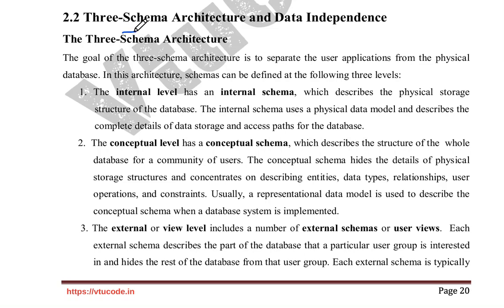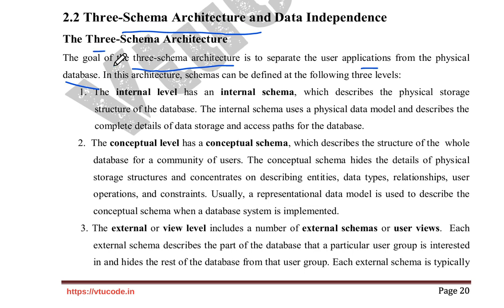Let us discuss the three schema architecture of DBMS. The goal of the three schema architecture is to separate user applications from the physical database. That is, the three schema architecture is designed to separate user views from how the data is physically or actually stored, making the database flexible and easy to manage.